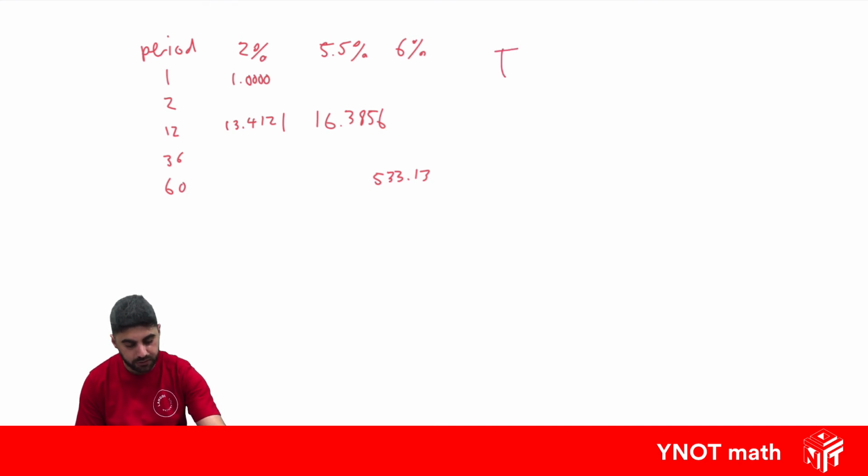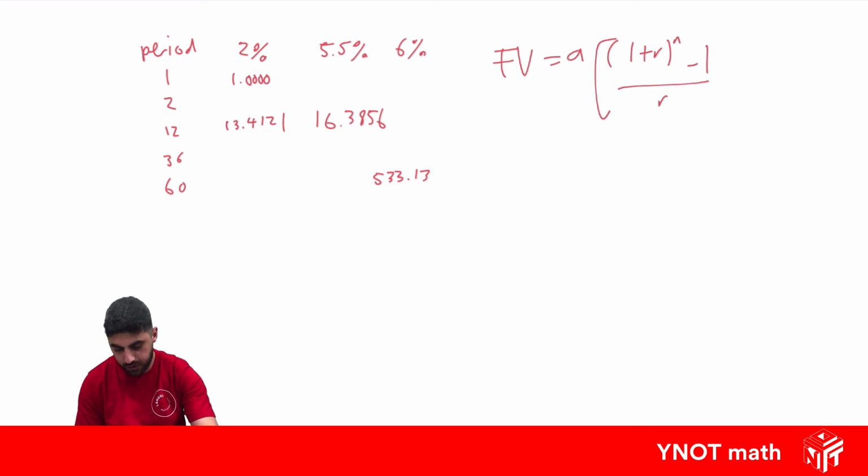So for our future value formula, we know it's A outside of 1 plus R to the n minus 1 all over R. So all these values are just this part of the formula already done for you. So let's have a look at an example. We're going to need this value here in the table. So period of 12 and 5.5% interest rate.